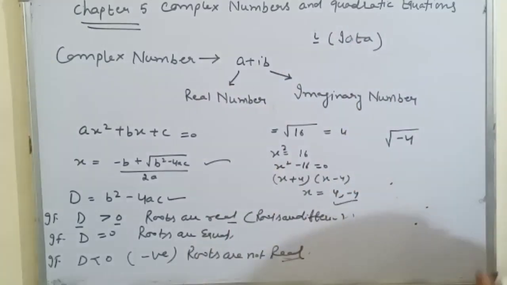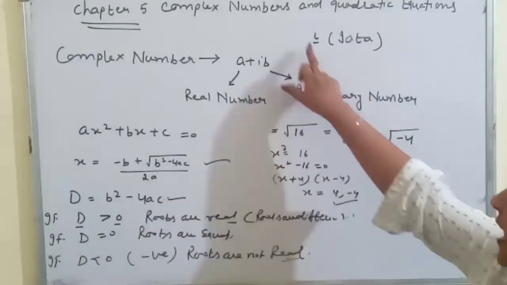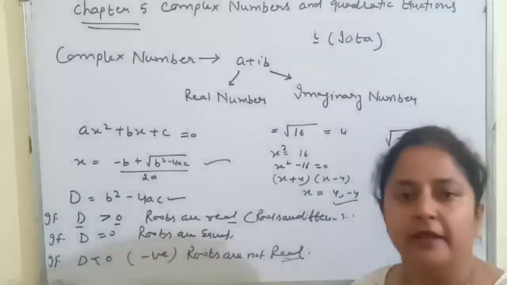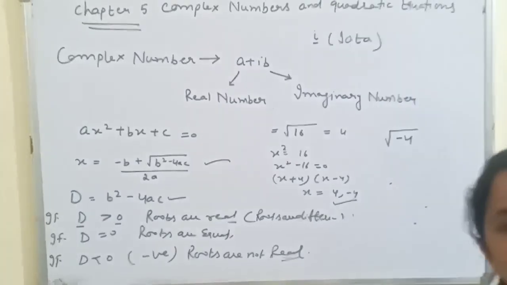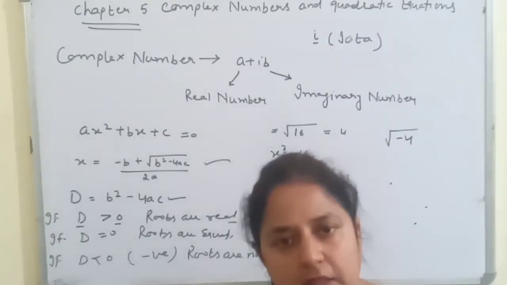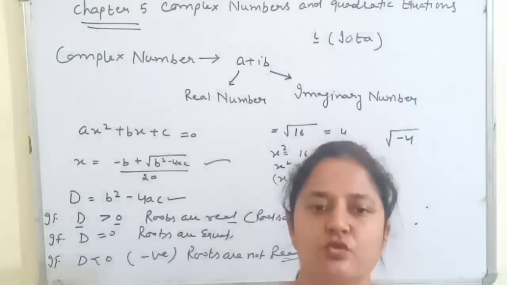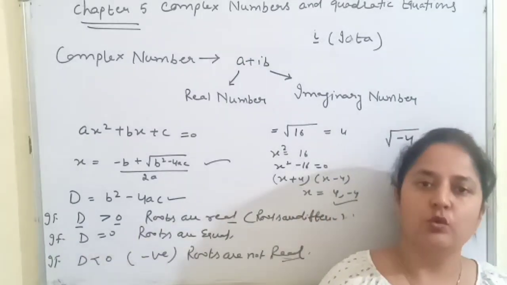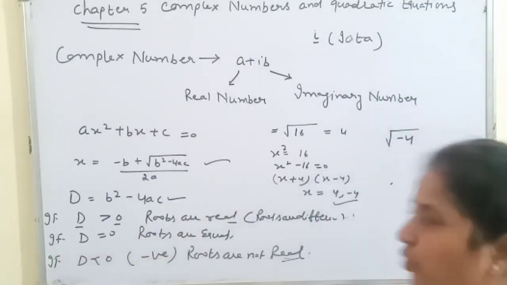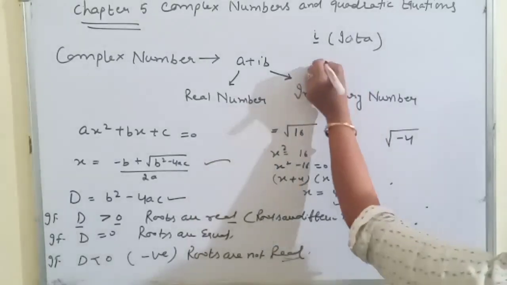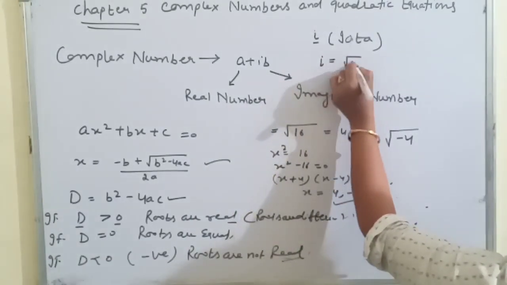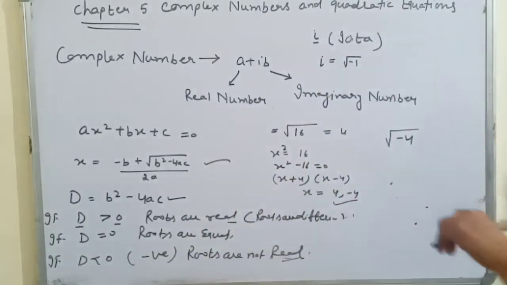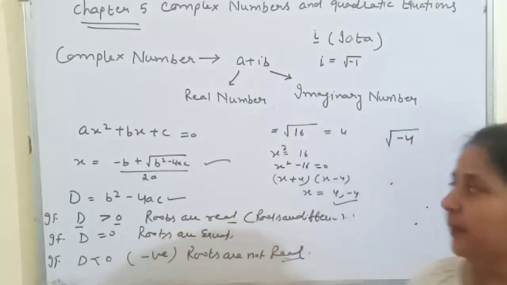Pronunciation is iota, and it is written as a small i. We will use this iota to find the square root of a negative integer. So in place of iota, we can write root minus 1. Root minus 1 is the value of iota.